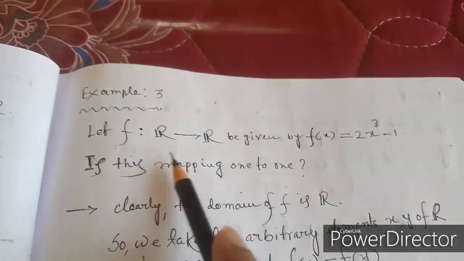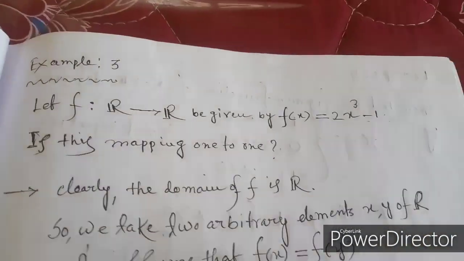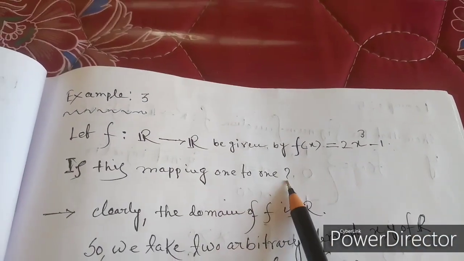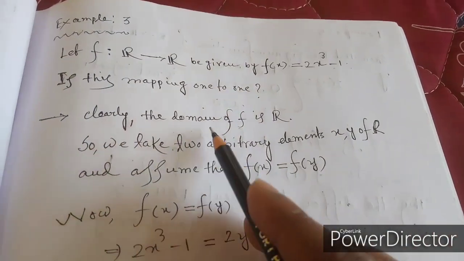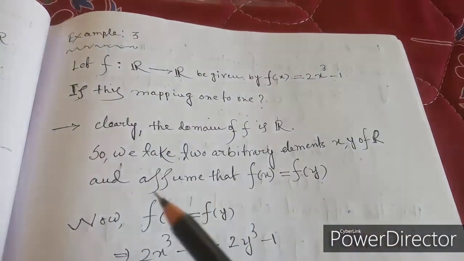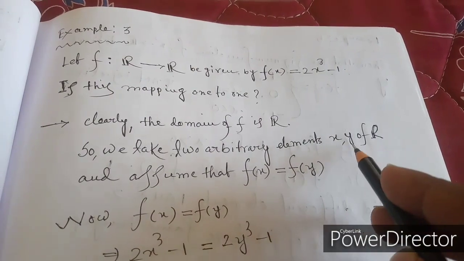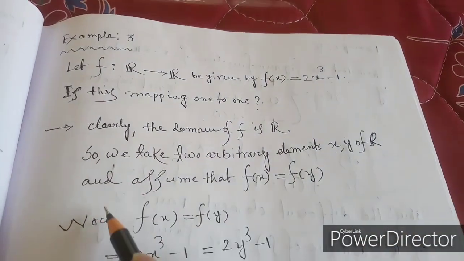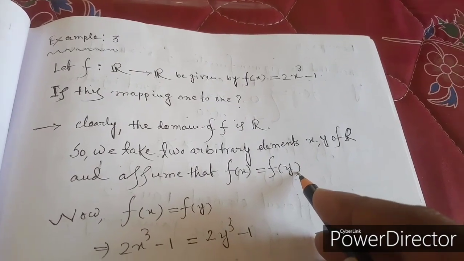Let f from R to R be given by f(x) equals 2x cube minus 1. Is this mapping one to one or injective? How? Look at that. Clearly the domain of f is R. Got it? R to R function, so the domain is R. So if we take two arbitrary elements x, y of R, this is the domain, and assume that f(x) equals f(y) according to the definition of injective functions.